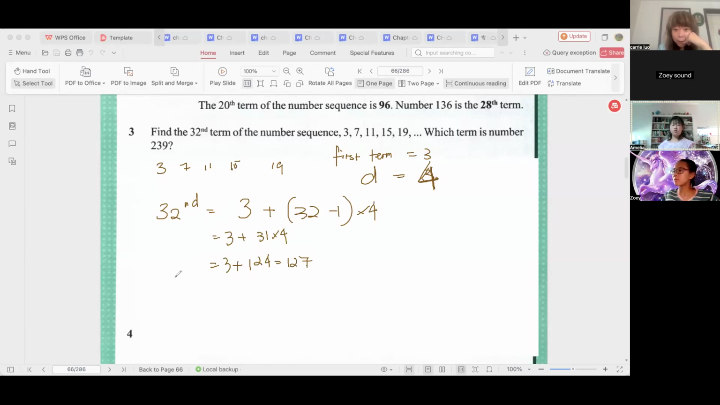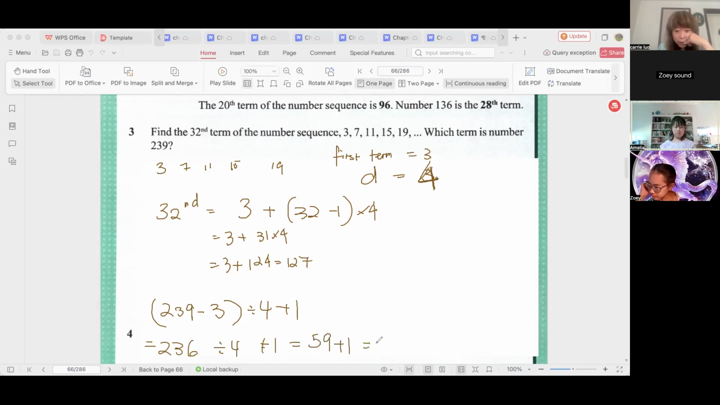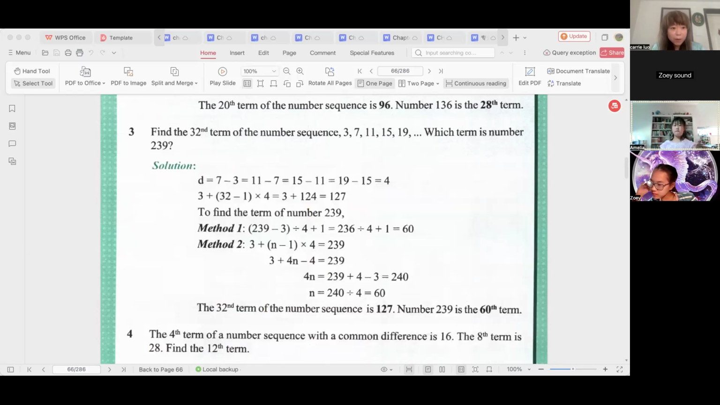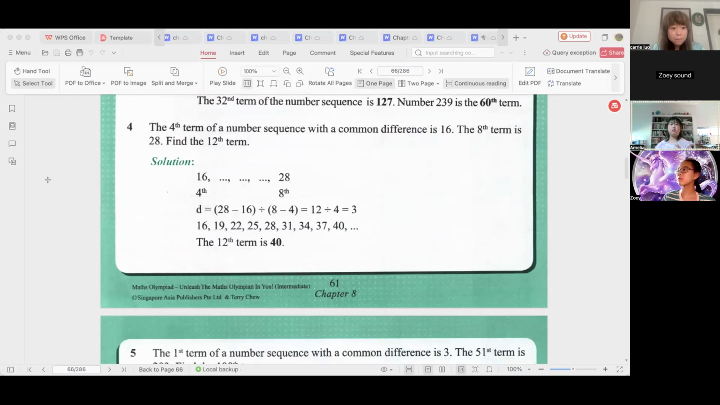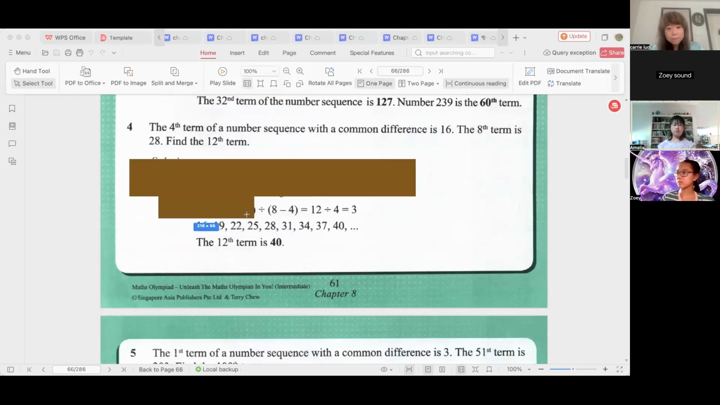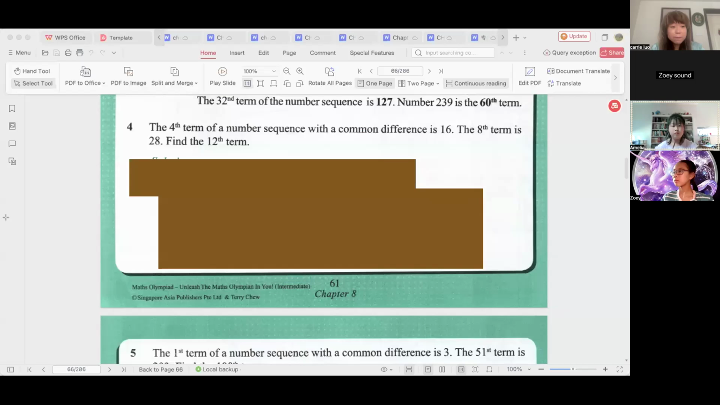Get it, Zoe and Amelia? Okay, I hope you get it right. Which term is 239? 239 is the last one minus the first one, divided by the difference, plus 1. That equals (239 minus 3) which is 236, divided by 4, plus 1, equals 59 plus 1, equals 60. Okay, I hope you both get it right. So let's move forward to number 4.